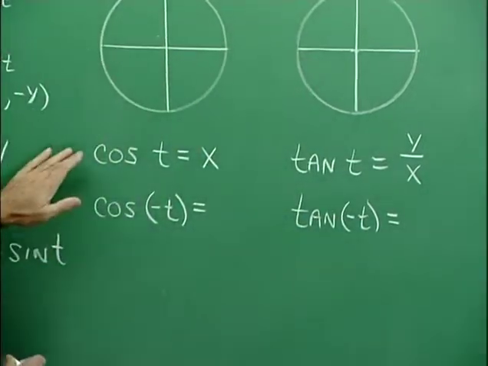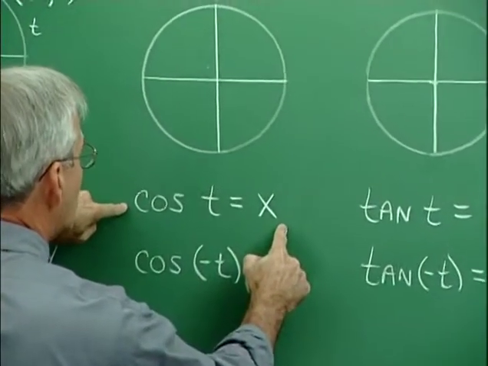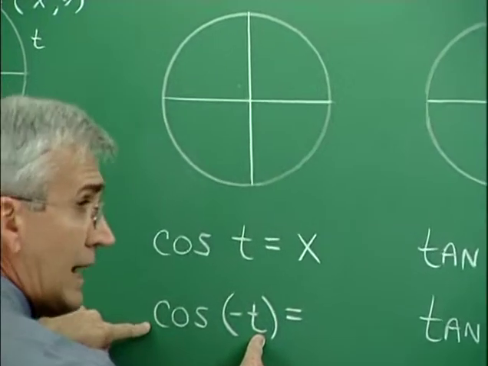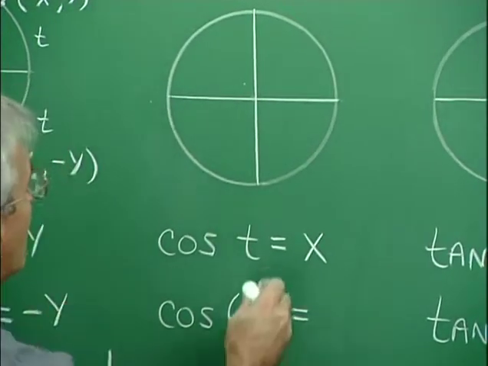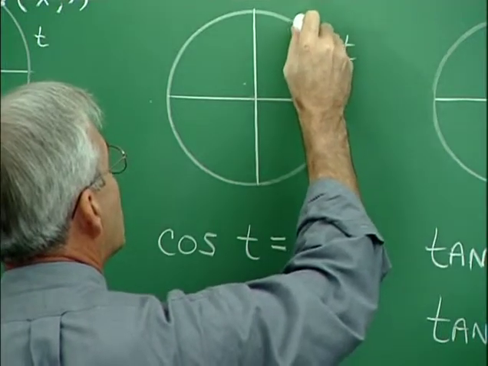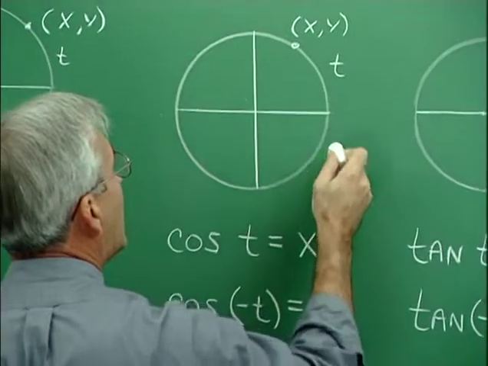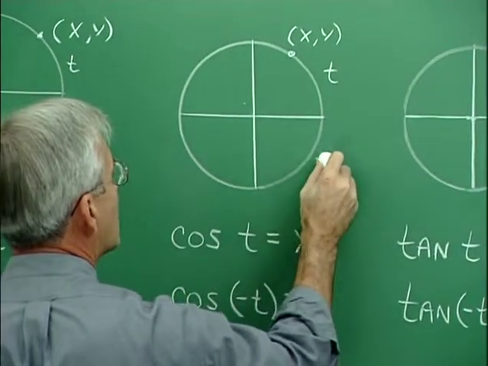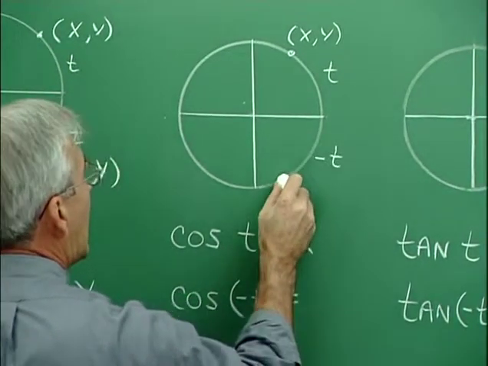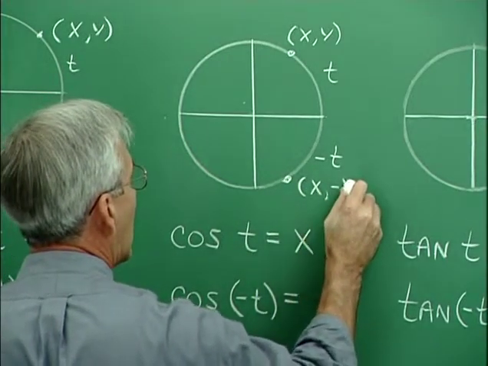Okay, now, what about for cosine? The cosine of a real number is equal to x. What about the cosine of the negative of that real number? Well, again, we would choose a distance t and coordinates of a point as x, y, and think about a distance of negative t, and the coordinates of that point would be x and negative y.